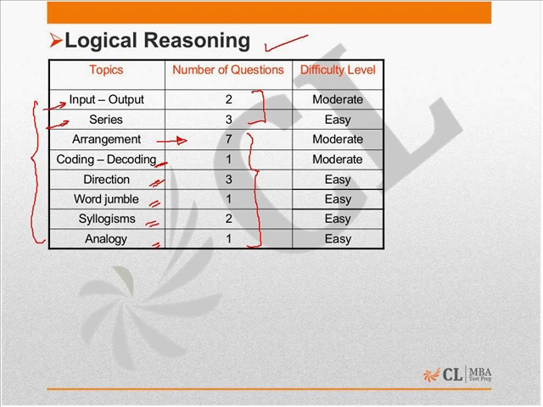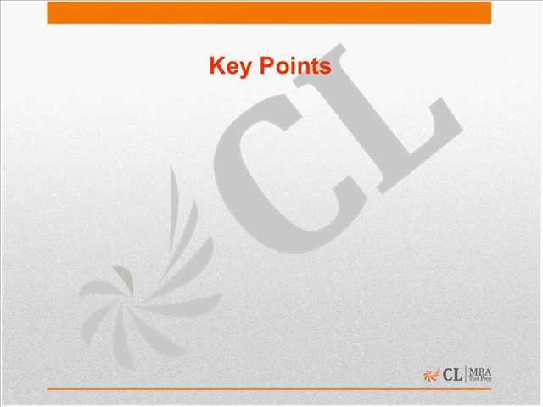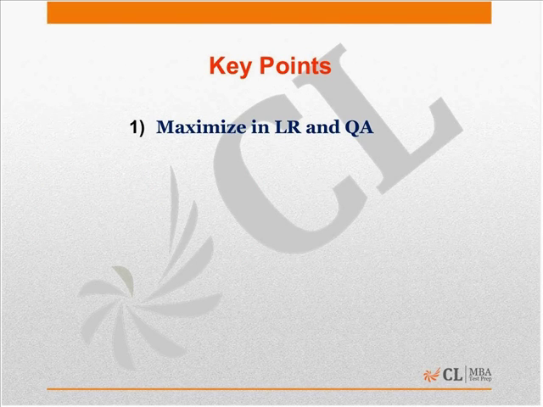So when I'm looking at this paper in terms of attempting in 2024, assuming the paper to be similar to what has been the case in the last 2 years, you have to maximize on LR and QA. LR and QA typically will be 40 to 45 marks of the question paper. Can you get something like 30 to 35 marks, let's say 32 to 33 marks, in this section? You have done your job. Remember the cutoff was 50. I am asking you to look at 55 plus. 30 to 35 means you are safe.